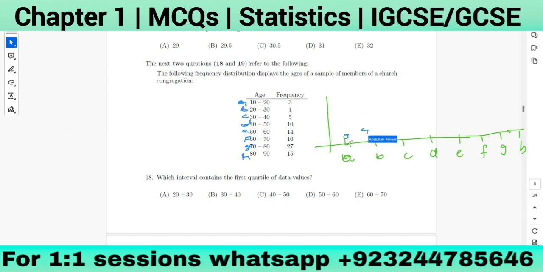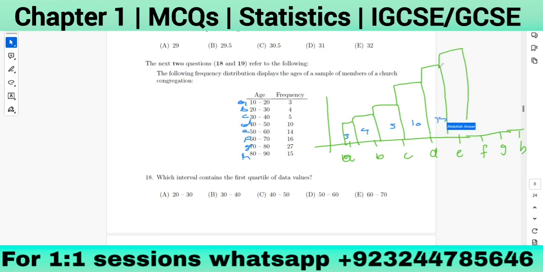It's going to be 3. It's going to be 4. It's going to be a little bit more, 5. Then it's going to be bigger, 10. Then bigger, 14. Bigger, 16. Bigger, 27. And the last would be a bit smaller, 15, I guess. So it's skewed to the left, and the median is in the middle.